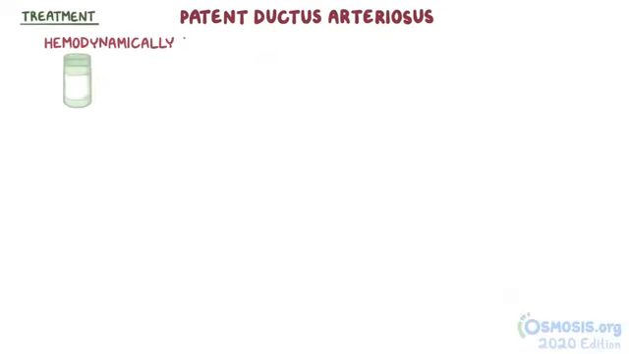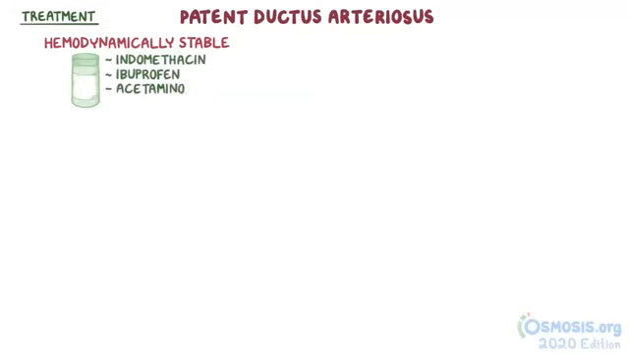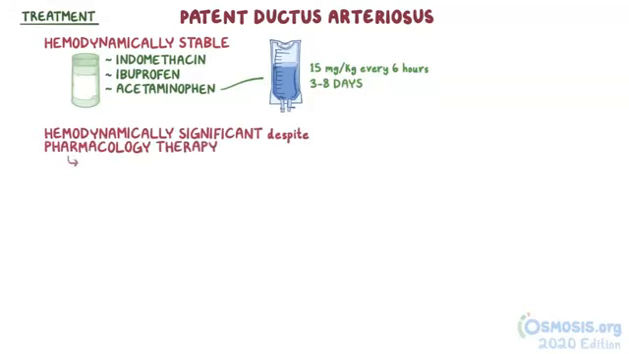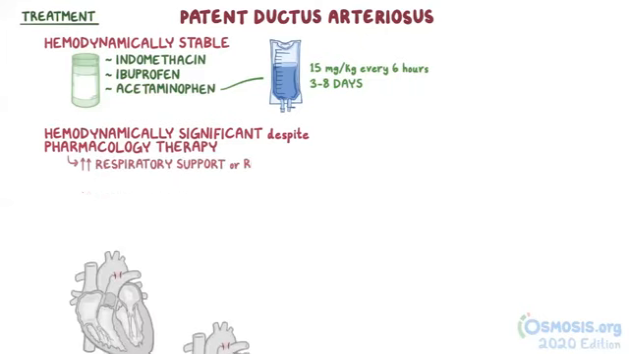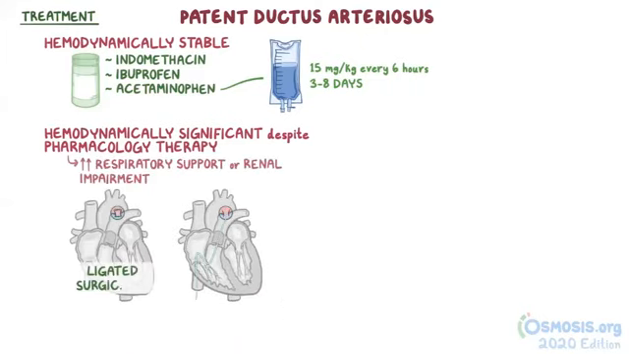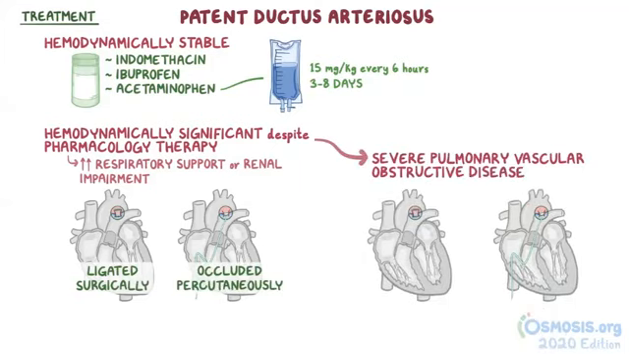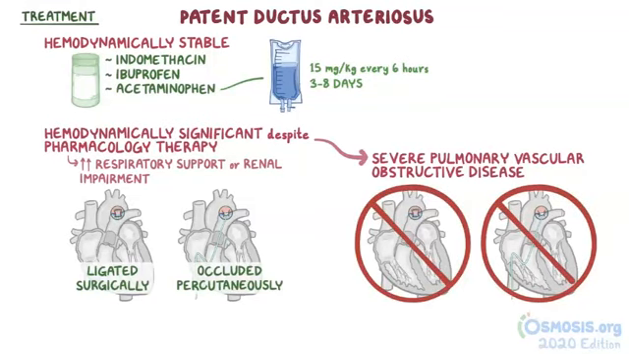Treatment of hemodynamically stable individuals consists of indomethacin, ibuprofen, and acetaminophen. Acetaminophen, for example, is administered intravenously 15 mg per kilogram every 6 hours for 3 to 8 days. If the PDA is hemodynamically significant despite pharmacologic therapy and results in increased respiratory support or renal impairment, it should be ligated surgically or occluded percutaneously. However, once severe pulmonary vascular obstructive disease develops, ligation or closure is contraindicated.